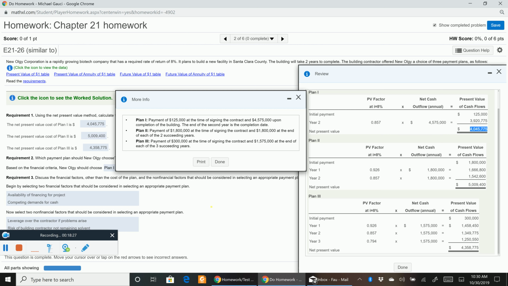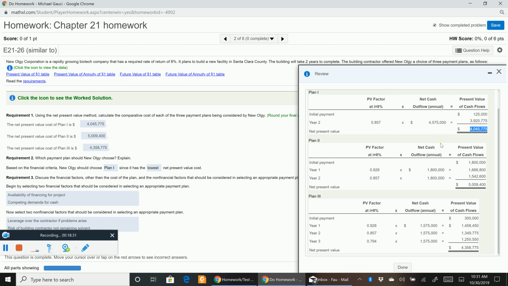Out of the 3, the lowest net present value is $4,045,000. So Plan 1 would probably be the best, financially speaking, the best plan to choose. It's the lowest net present value. And when we're dealing with cash outflows, you want to select the lowest net present value. Obviously, if this was reversed, and we were getting cash inflows from a project, we would choose Plan 2, but that's not what we're doing here. We're dealing with cash outflow, so we want to choose the lowest net present value of the dollars.